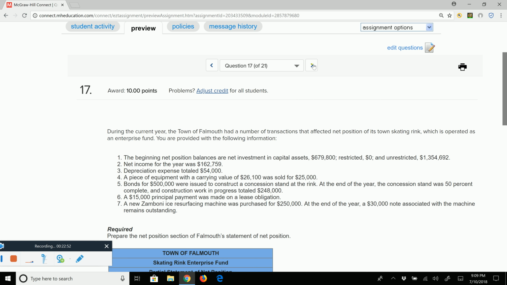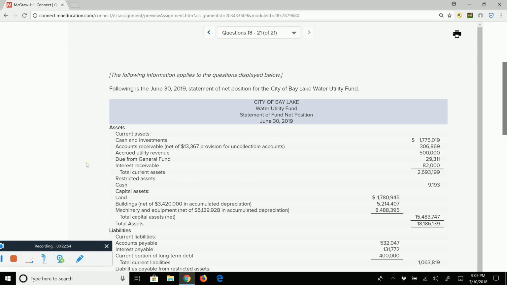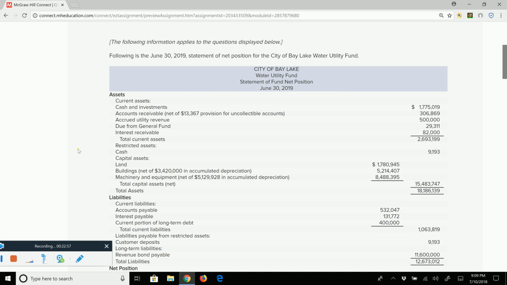Okay, one more question. We are going to go through an enterprise fund. So this is a water utility fund. The government is providing water to the customers of the community. That would be you and I who actually live in the community. We own a home or live in a home or an apartment. We have some sort of living quarters within the city. And so we are the main customers. However, the other government departments are also customers. They're just not the main customer.